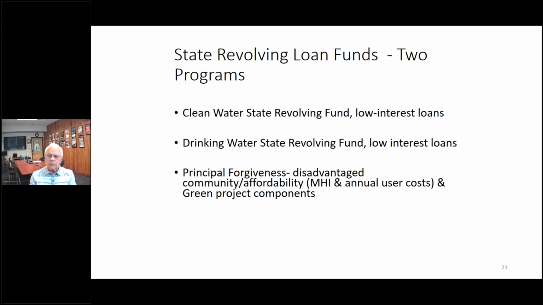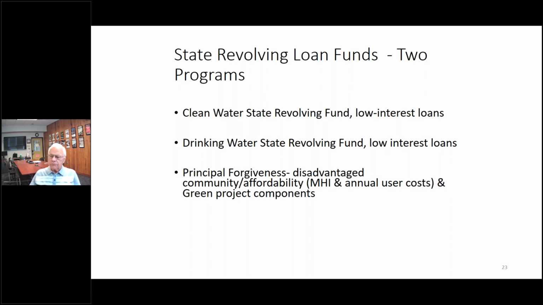Disadvantaged, they typically go to only disadvantaged communities and where there's an affordability issue, the median household income and annual user costs. And possibly you can get some principal forgiveness with green project components. The 1987 amendments to the Clean Water Act was a shift from grants for specific projects to clean water capitalization grants to states to create revolving loan funds. Each state has a 20% match required.